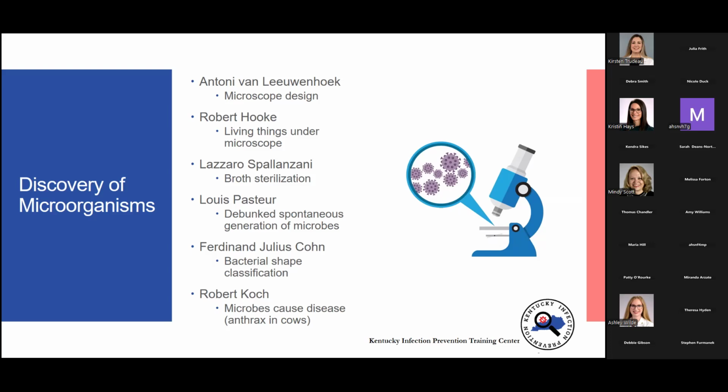Then you had Ferdinand Julius Cohn. He is responsible for the bacterial shape classification. And then Robert Koch showed that microbes cause disease. He discovered this in his cows who had anthrax, and he was able to transmit that disease to other cows via blood samples.